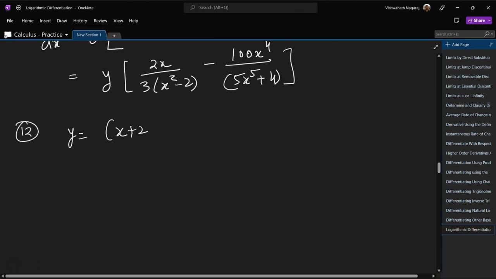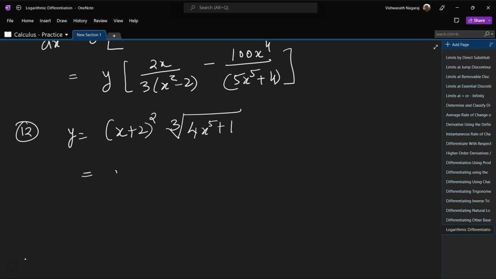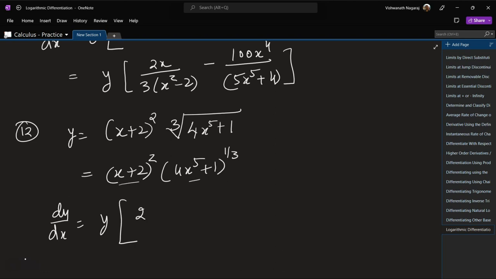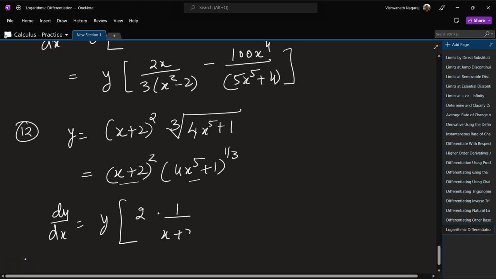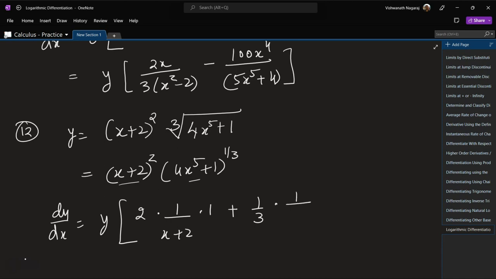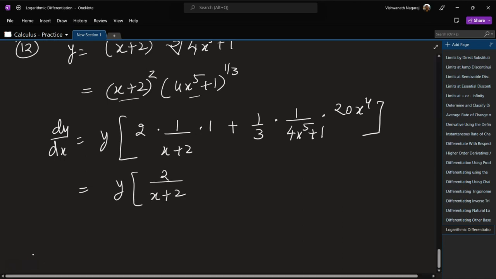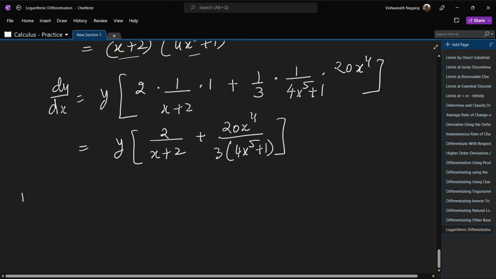Y is equal to x plus 2 square cube root of 4x to the power of 5 plus 1. This can be written as x plus 2 square times 4x to the power of 5 plus 1 to the power of 1 by 3. Right? So dy by dx would be y as it is. So we have 2 natural log of x plus 2. So which means 1 by x plus 2 times 1 plus 1 by 3 times 1 by 4x to the power of 5 plus 1 times 5 fours 20 x to the power of 4, which gives us y times 2 by x plus 2 plus 20 x to the power of 4 by 3 times 4x to the power of 5 plus 1. 13th one, a little bit more complicated.